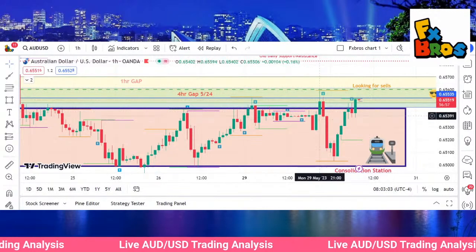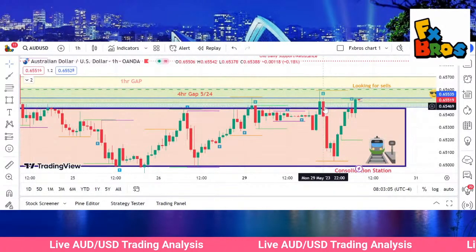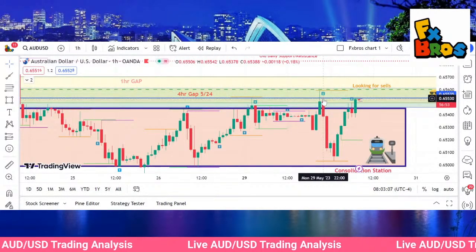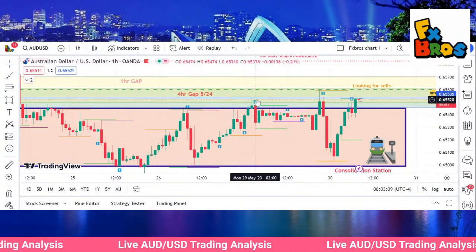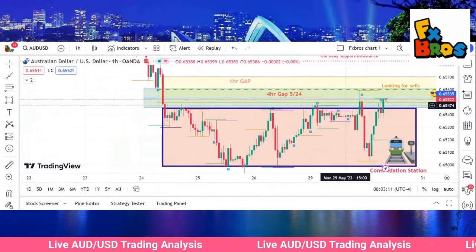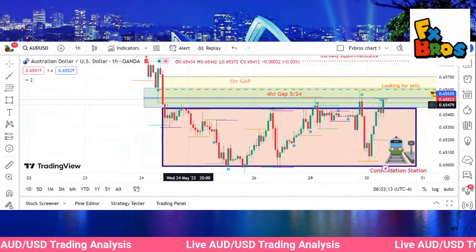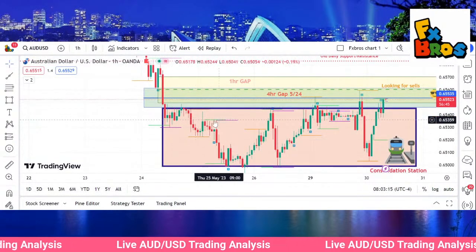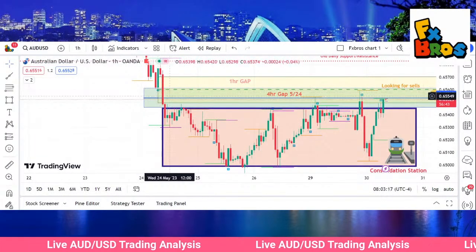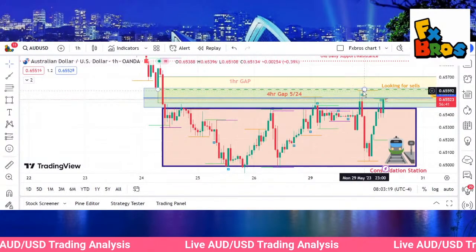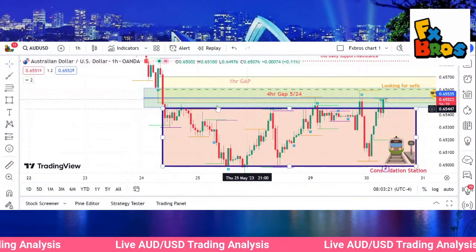That's why this one worked out so great, because not only did it tap into our area for sales, we also took out highs. And then you can see how high it got into the 4-hour gap. It was a nice little reach into the area.